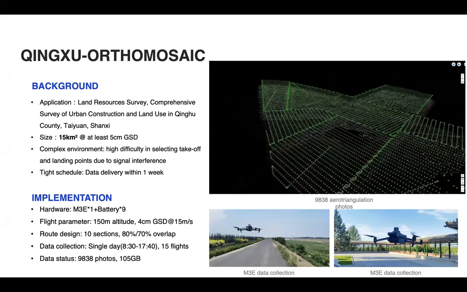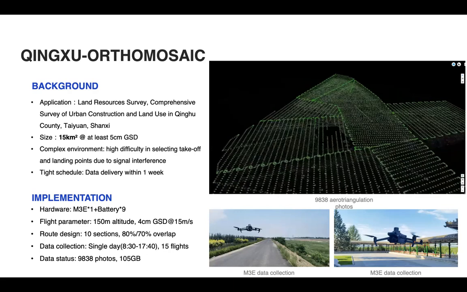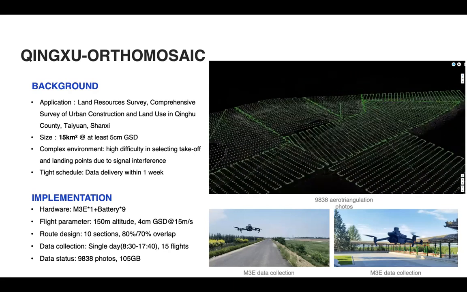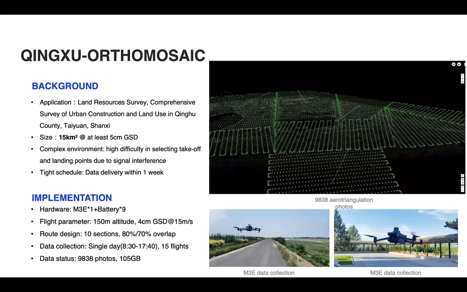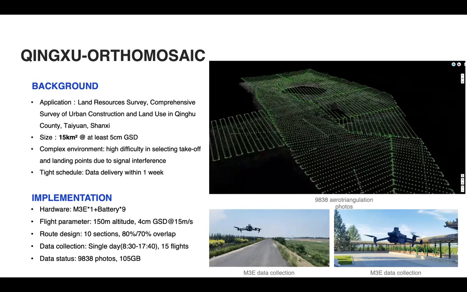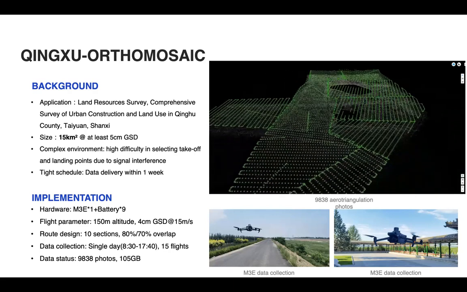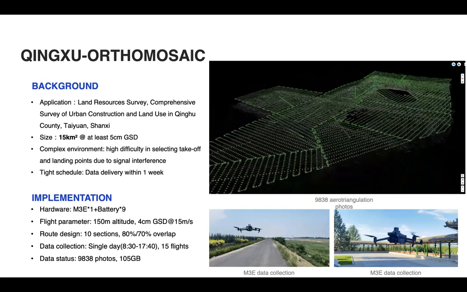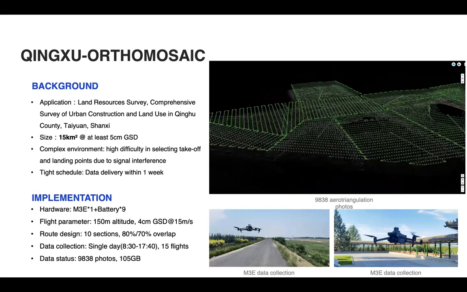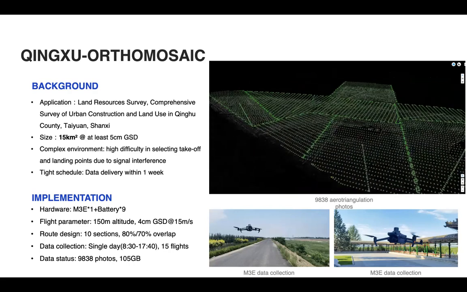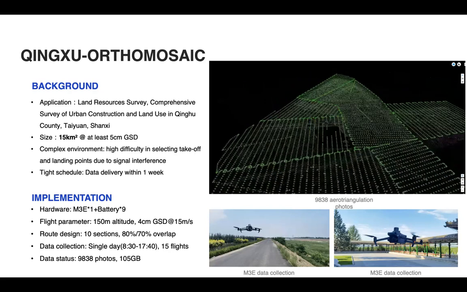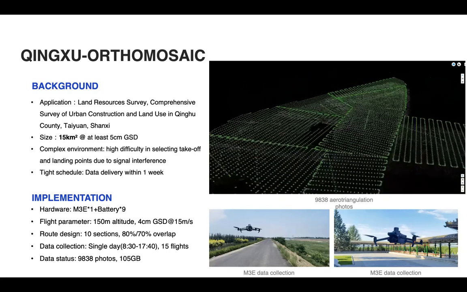So they used an M3E, 9 batteries in total. Flight parameters were 150-meter altitude, which gave 4 centimeter GSD, flying at 15 meters a second. 10 sections overall for the route design with 80/70% overlap front side. And then it was able to complete data collection in a single day with 15 flights with almost 10,000 photos. So quite the data collection here.